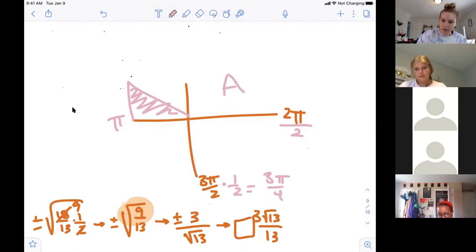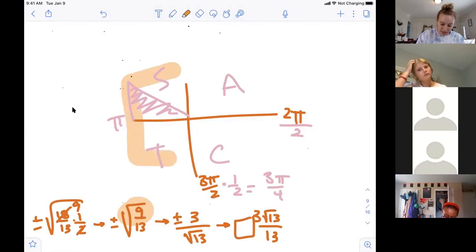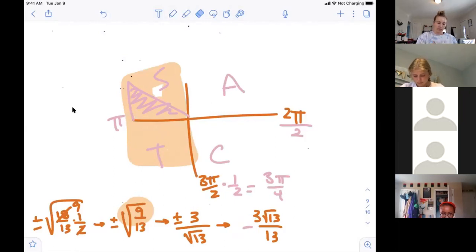Again, I know that we didn't lose all of our brain cells, but I know we lost some over spring break. All students take calculus. Cosine is only positive in 1 and 4. So if it's in 2, or even if it's in 3, it's going to be negative. So I'm going to make it be a negative 3 root 13 over 13.